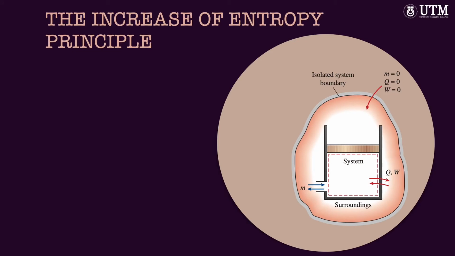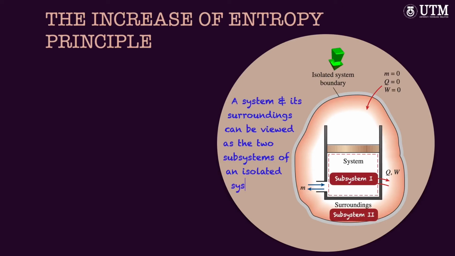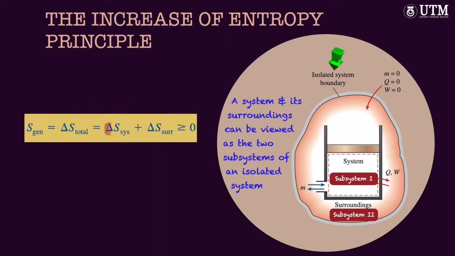A system and its surroundings can be viewed as the two subsystems of an isolated system, and the entropy change of this isolated system during a process is the sum of the entropy changes of the system and its surroundings, which is equal to the entropy generation since an isolated system involves no entropy transfer.